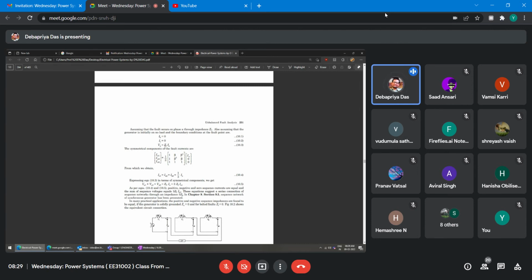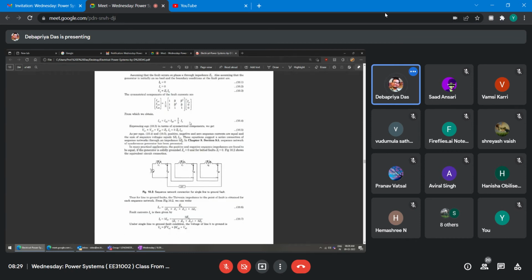Therefore, the symmetrical components of fault currents, IA1, IA2, IA0, we know this from the previous chapter, right? So 1/3 times the matrix 1, beta, beta square; 1, beta square, beta; 1, 1, 1. This is IA, IB is 0, IC is 0. Therefore, IA1 is equal to IA2 is equal to IA0 is equal to 1/3 IA, right?